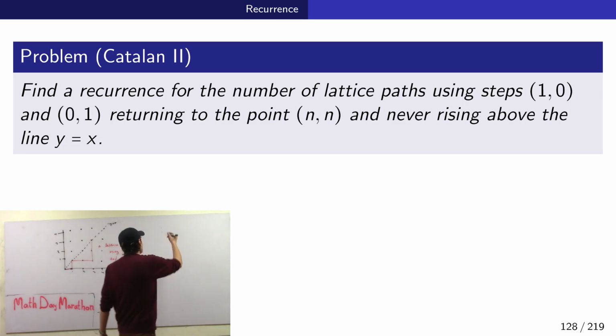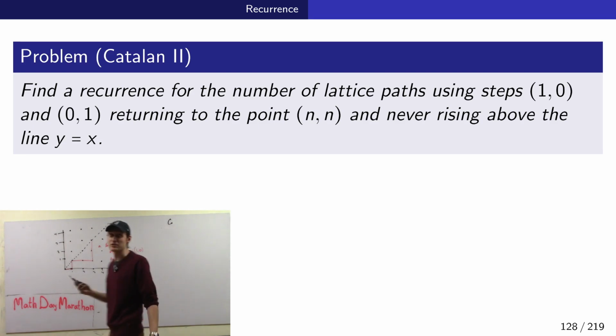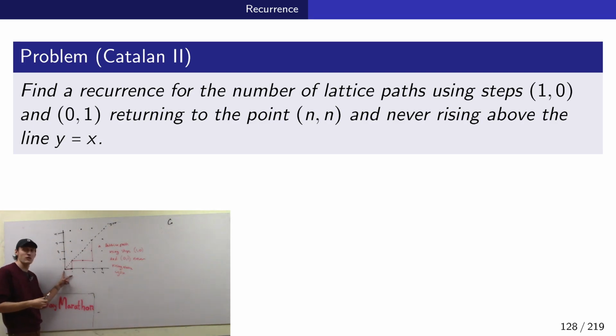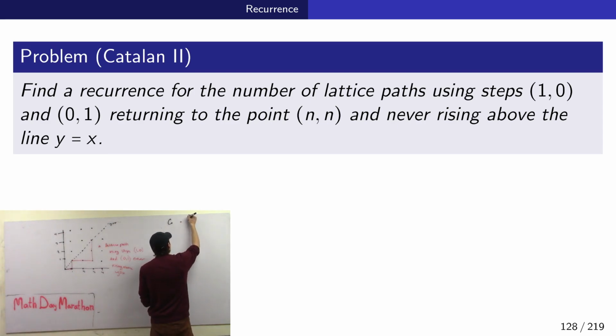Okay. So C0 is the number of ways to start at the origin, 0, 0, and move to the point 0, 0, taking steps over and up. If you start at the origin, you only are going to move away from it as time goes on, or as you take more steps. So you can't do anything. You just have to do nothing. So there's one way to do this.